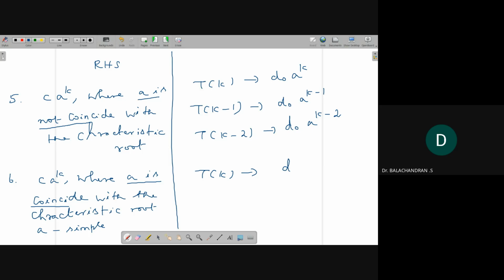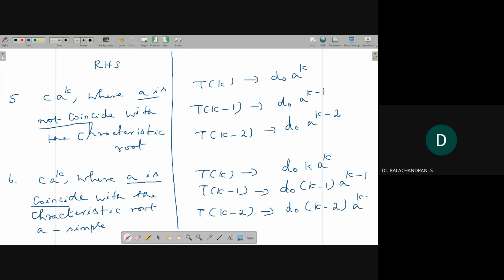T of k is d naught into k into a power k. Then T of k minus 1, replace k by k minus 1: d naught into k minus 1 into a power k minus 1. Next, T of k minus 2, you should write d naught into k minus 2 into a power k minus 2. The next case, everything is the same.